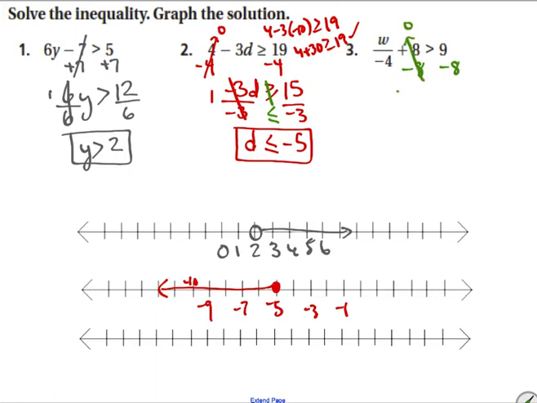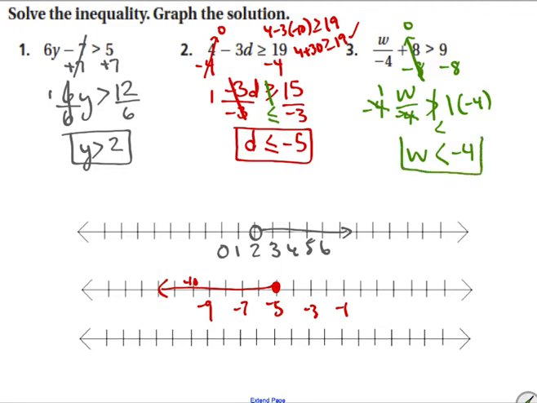That gives me the 0 here. So W divided by negative 4 is greater than 1. Multiply both sides by negative 4. When you multiply by a negative, you need to switch the sign. So this gives me 1W less than negative 4 as my answer.